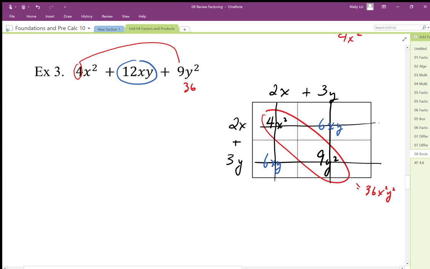And since it's squares on these sides, we know that we have actually a square shape. So we end up factoring this into the area 4x squared plus 12xy plus 9y squared. The area factors to side length of 2x plus 3y, 2x plus 3y. And since it is a perfect square, we can write this as 2x plus 3y squared.